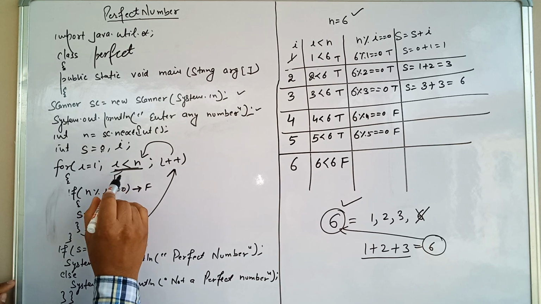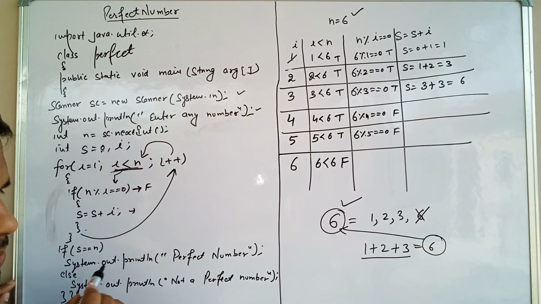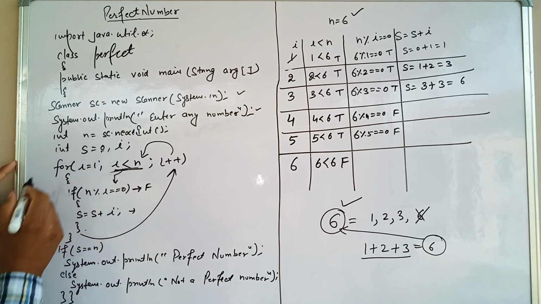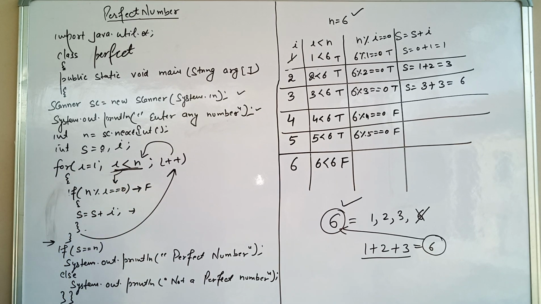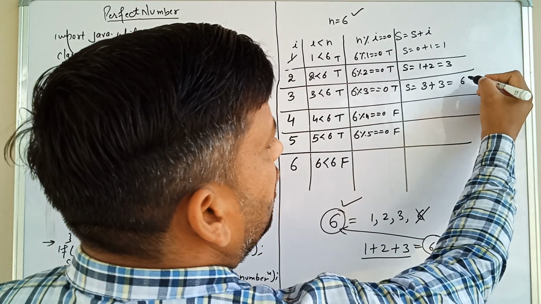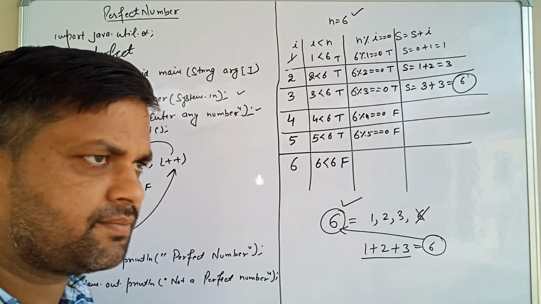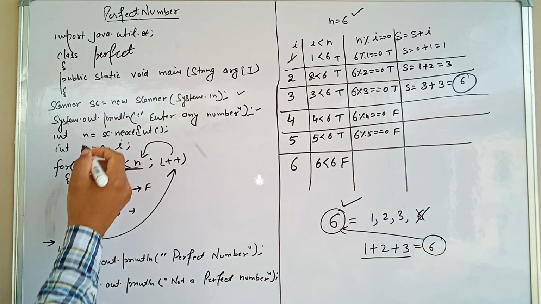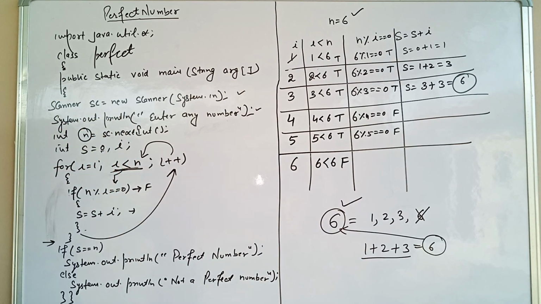When the condition becomes false in the loop, the loop will terminate. It means control will come out of this bracket. So when it comes out of this bracket, what will be the value of S? 6. And under N we have already stored what? 6, with the help of input.